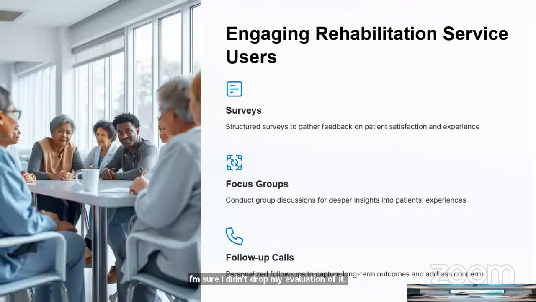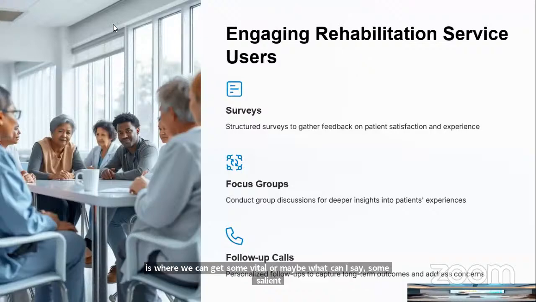Now, another aspect is that for successful rehabilitation evaluation and monitoring, the service users must be kept engaged as well. This is where we can get some vital, salient information, right? So how do we engage them?